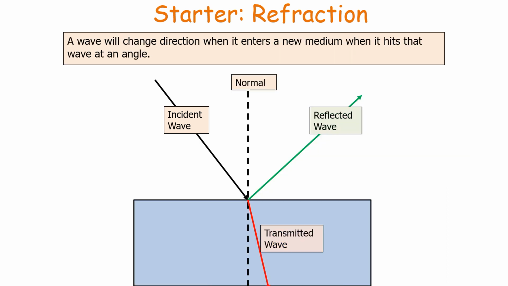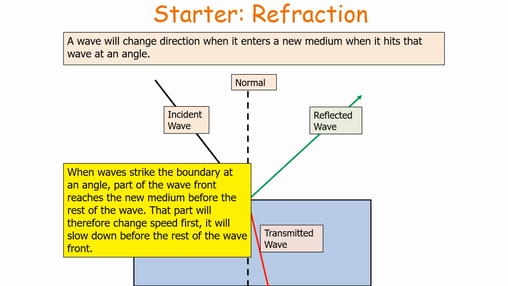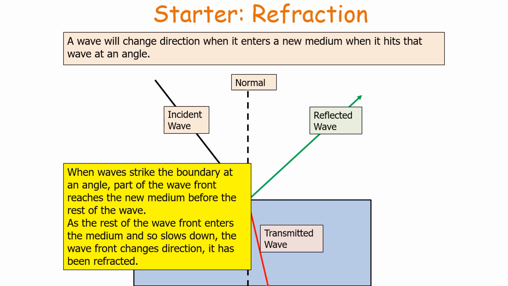So a wave will change direction when it enters a new medium, when it hits that medium at an angle. So when the waves strike a boundary at an angle, part of the wavefront reaches the new medium before the rest of the wave. So that part will therefore change speed first, so it will slow down before the rest of the wavefront. So what this means is that as the rest of the wavefront enters the medium and therefore slows down, the wavefront then changes direction.